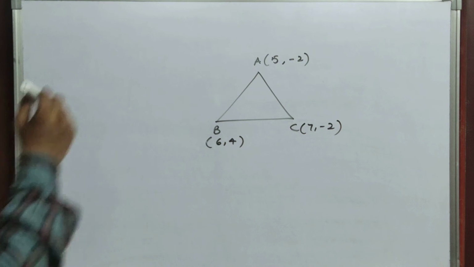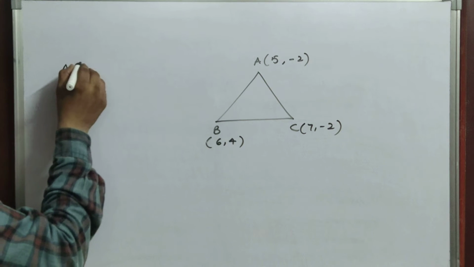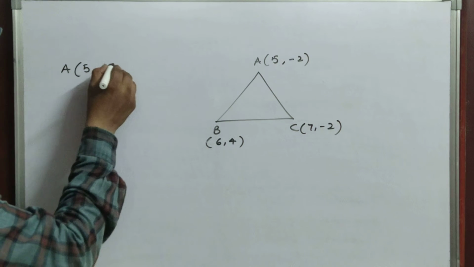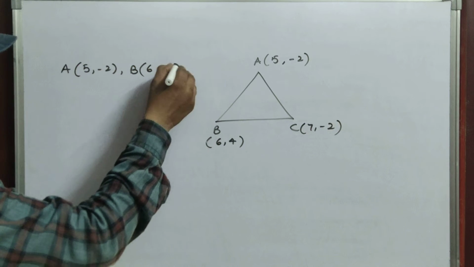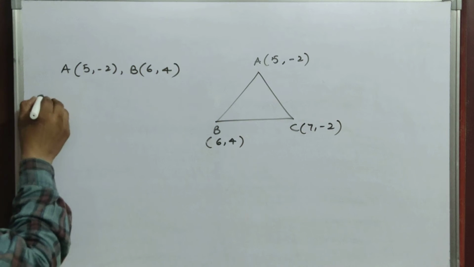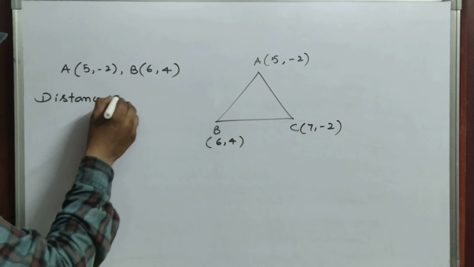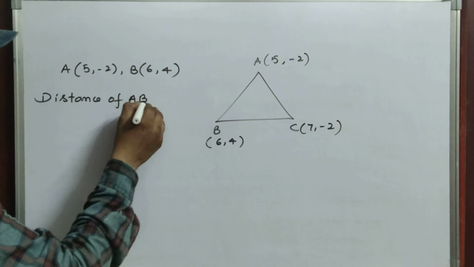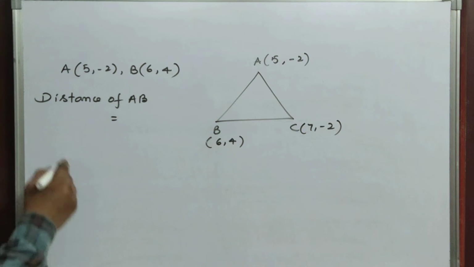Basing on distance formula. Now take A as (5, -2) and B as (6, 4). Then what to do? You have to find the distance of AB by using the distance formula.